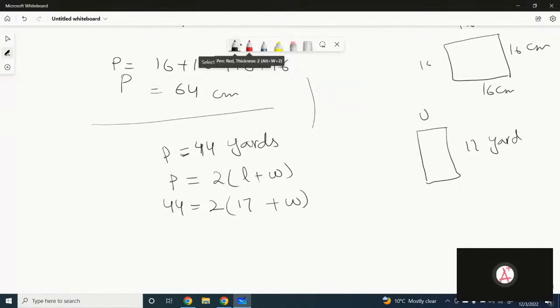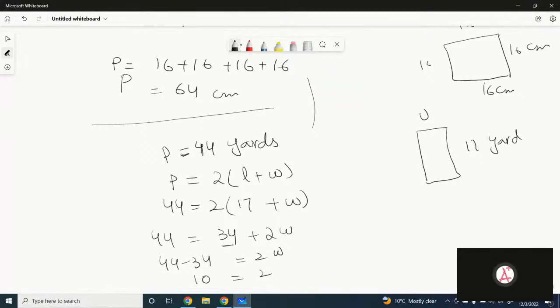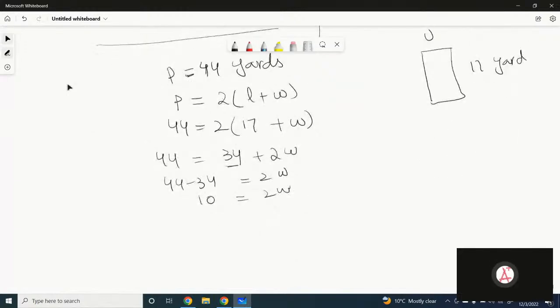It would be 44 equals 2 times 17, which is 34, plus 2W. Move the 34 to the other side. It would be 44 minus 34 equals 2W. So it would be 10, and 10 equals 2W. So divide both sides by 2 because you have to find the value of W. So let's just divide both sides by 2.